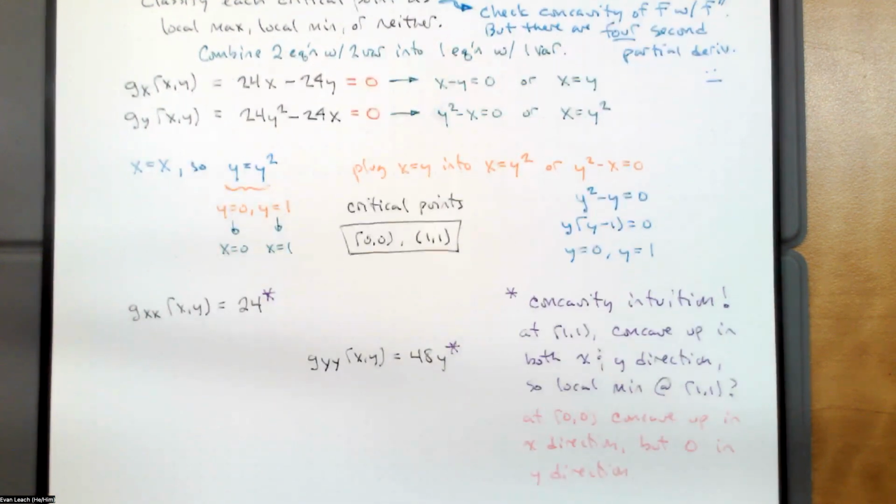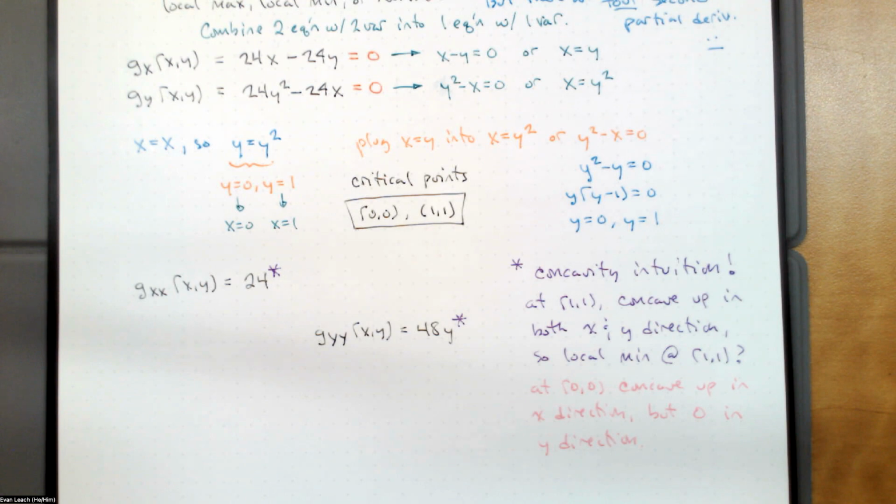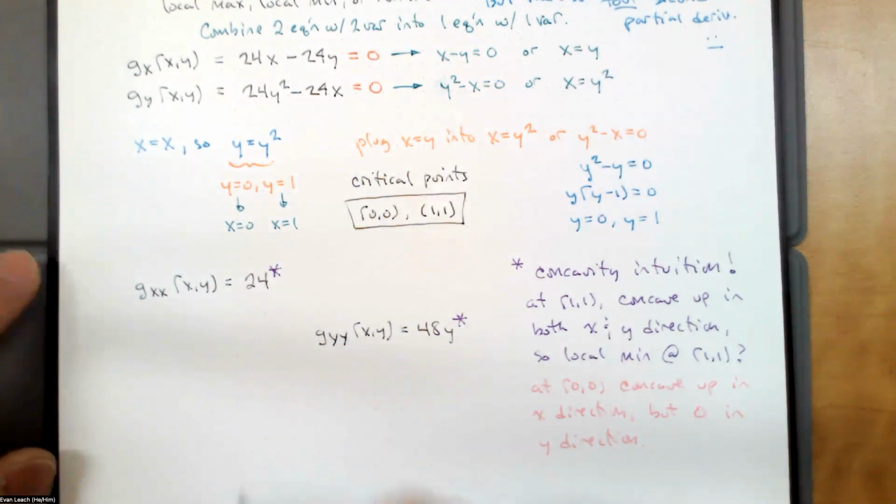Remember that the second derivative being 0 doesn't tell us what's going on. The second derivative is 0 for x cubed, which is a saddle point, and x to the fourth, which is a minimum. So no help there. Plus, there's two other derivatives. So let's write those down.